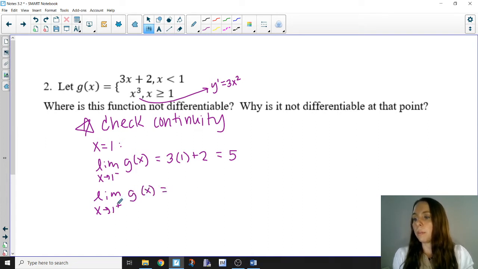And if I'm coming from the right, that means I want to use the piece of the function where x is greater than or equal to 1 and sub 1 in. So I'm taking 1 cubed, and that is 1. And right there we can stop. We don't even have to move on to the function value because we can see that what we have here is a jump discontinuity at x equals 1.